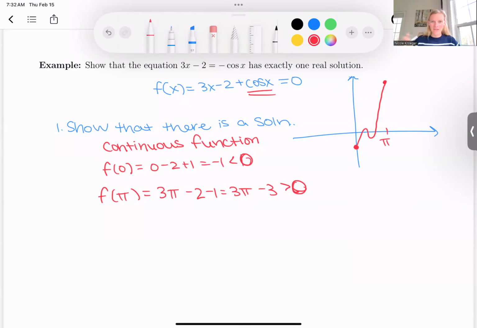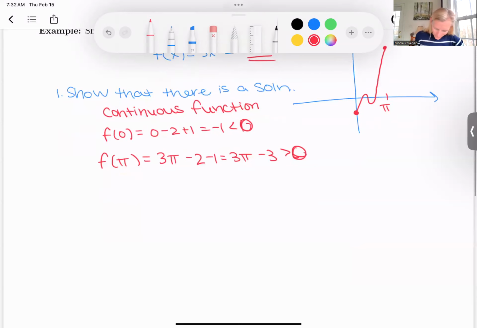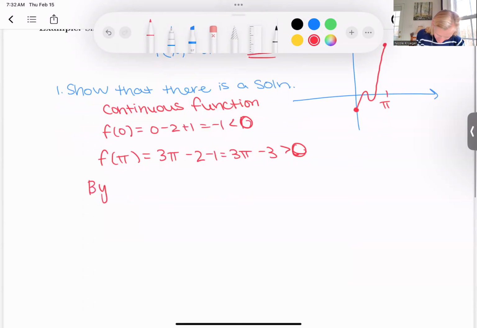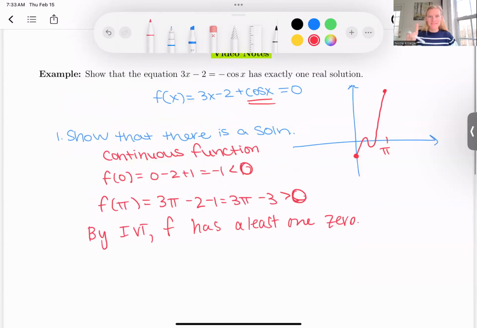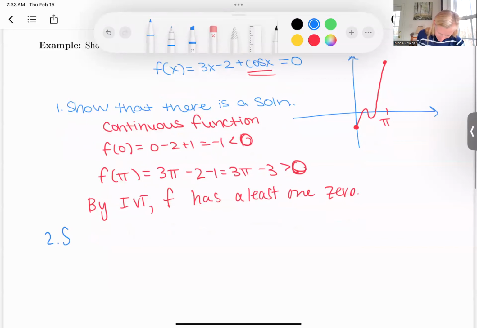All that I did right here is actually the intermediate value theorem from last semester. So we can say, let's make our conclusion here by the intermediate value theorem, f has at least 1 0. Okay, could have more than 1 0. Okay, but the problem asked us to show that there is exactly one real solution. So the next part is to show that there are no more solutions, that there's only one. So let's show there's only one solution.